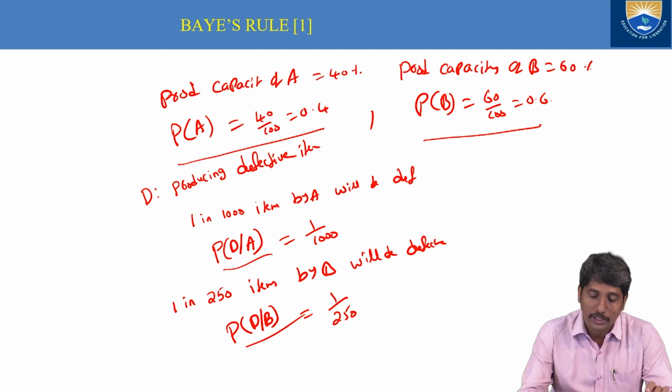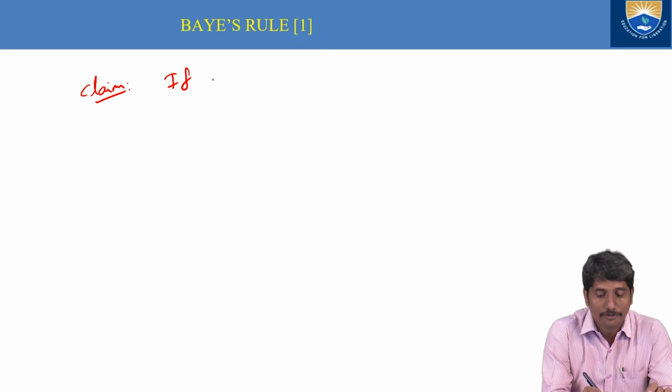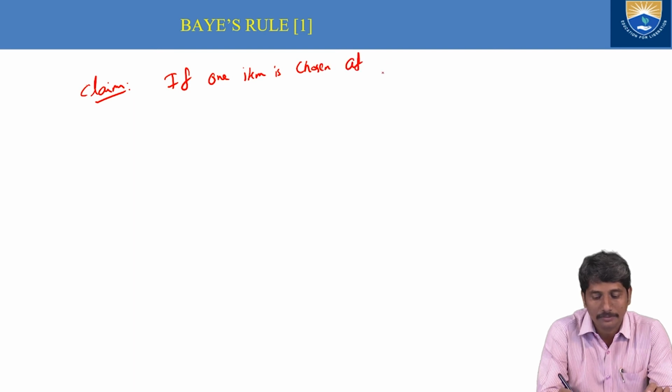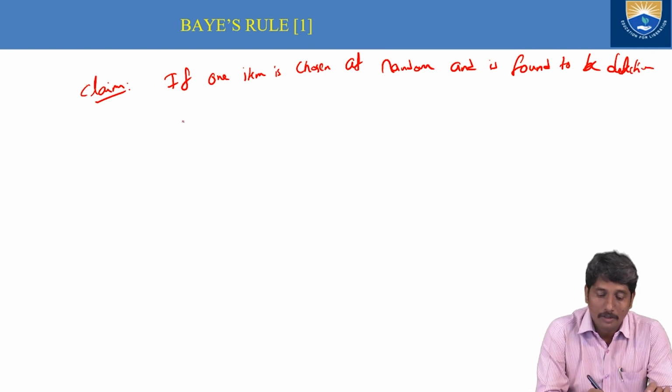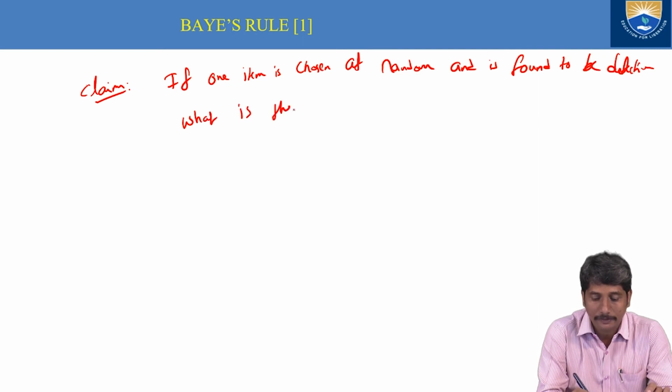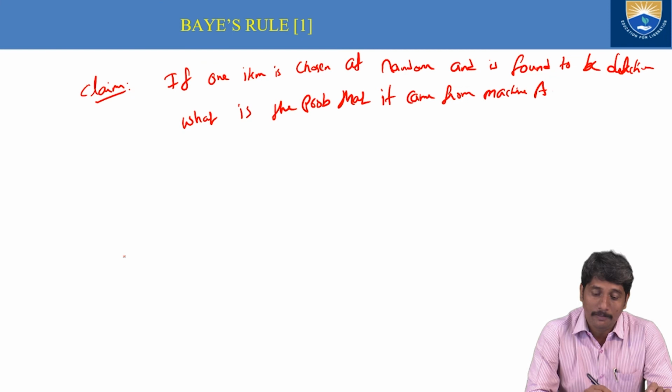Now let us go to the claim that we have to calculate. Our claim is, if one item is chosen at random and is found to be defective, what is the probability that it came from machine A?